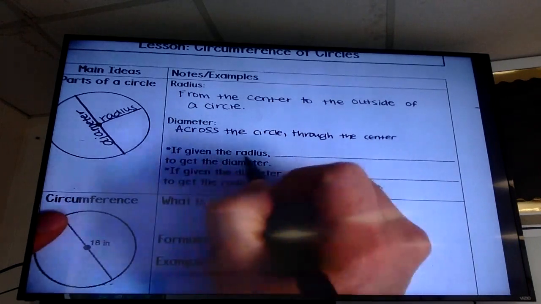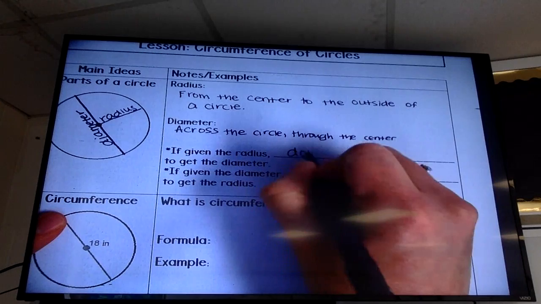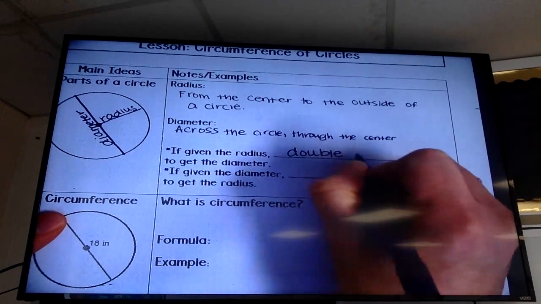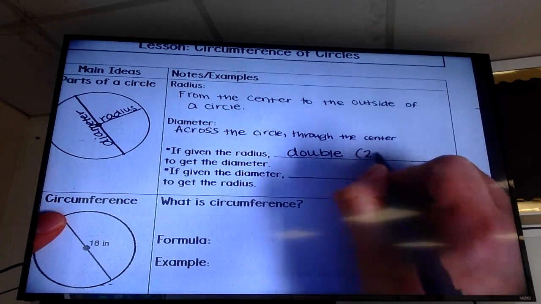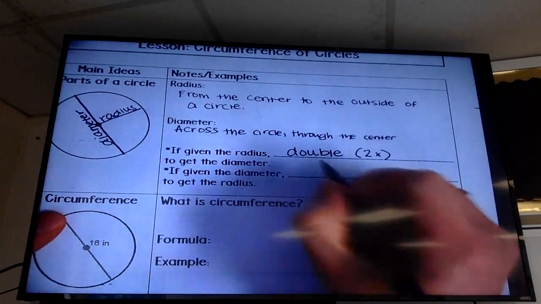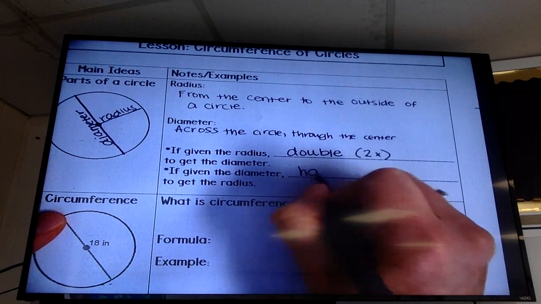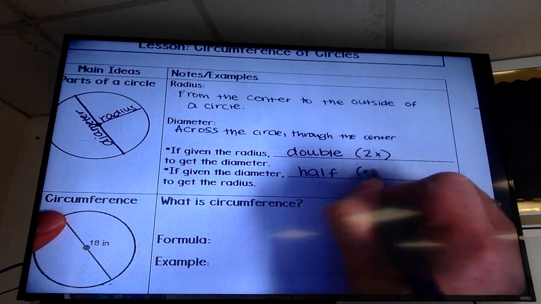So if I give you the radius, all you need to do is double it to get the diameter, or multiply it by 2. Or if I give you the diameter, you just have to take half of it to get the radius, or times a half.